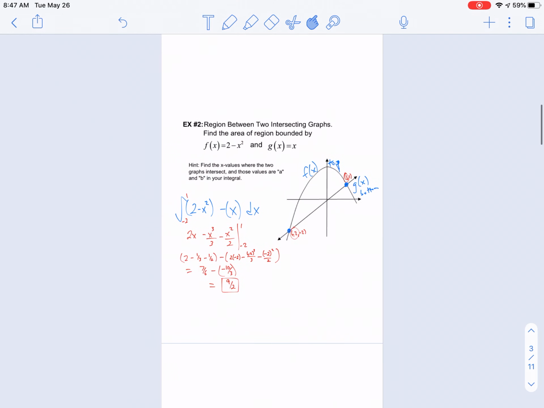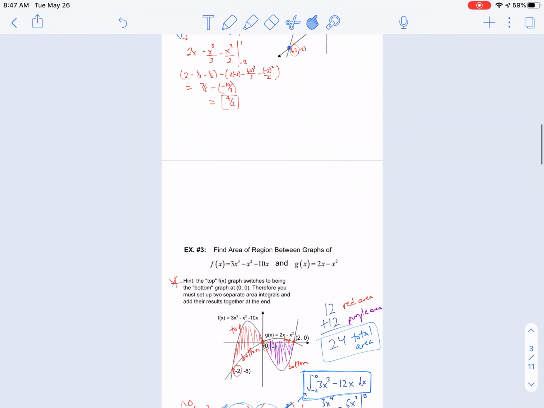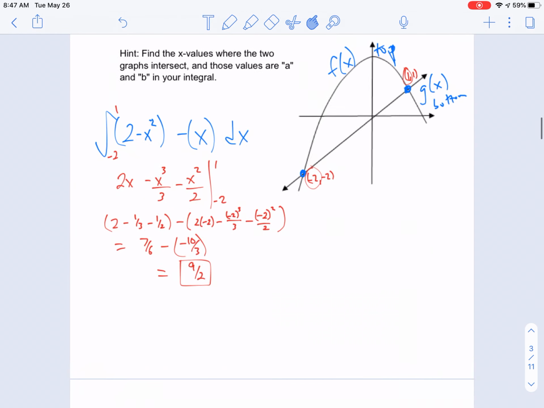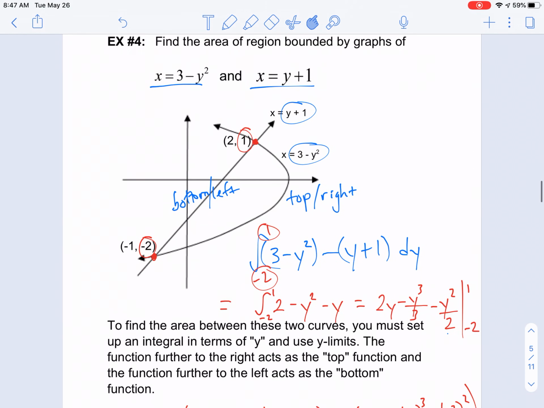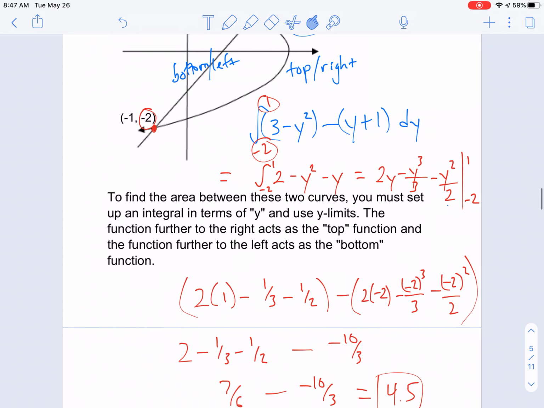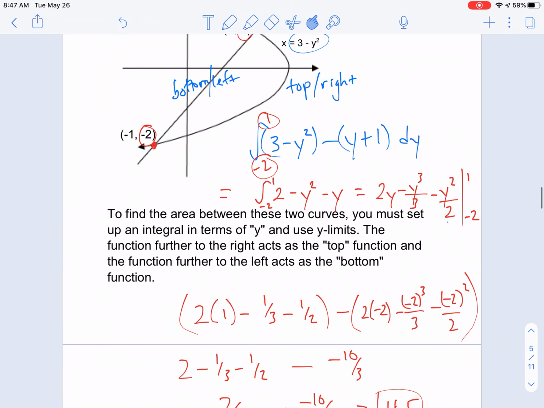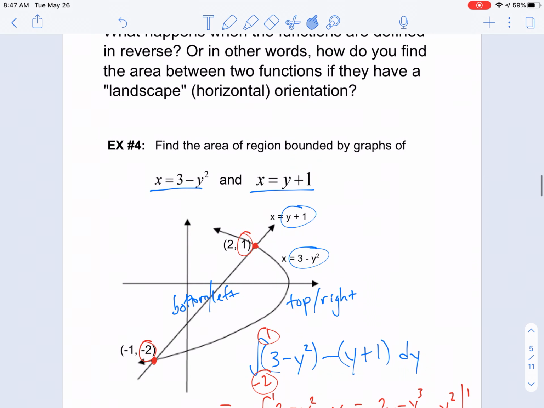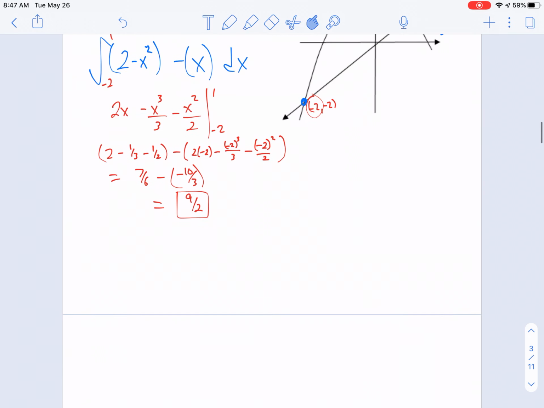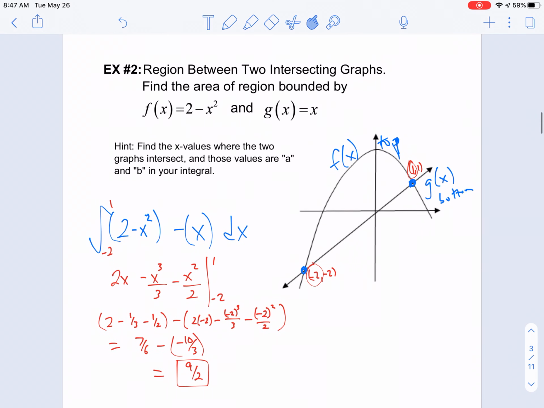Yeah. Now, look at that. 9/2, 4.5. And we get the same exact thing here. 9/2, 4.5. Now, why did that happen? Is that just coincidence?